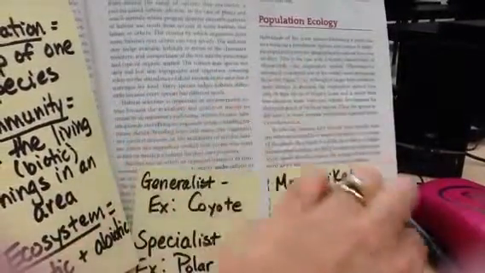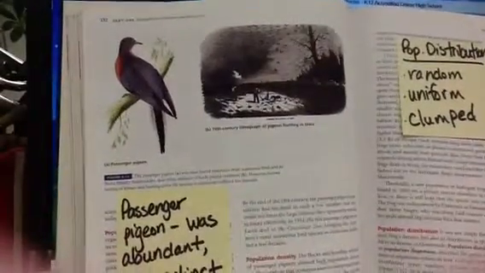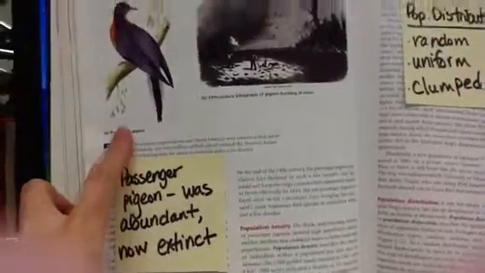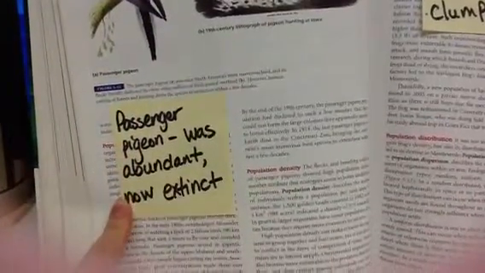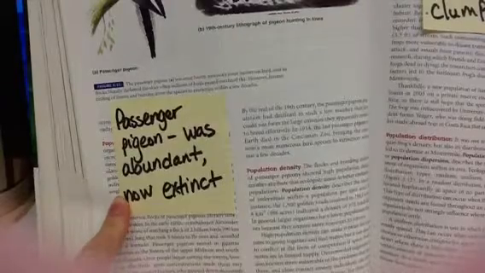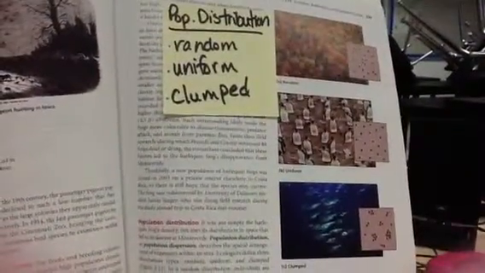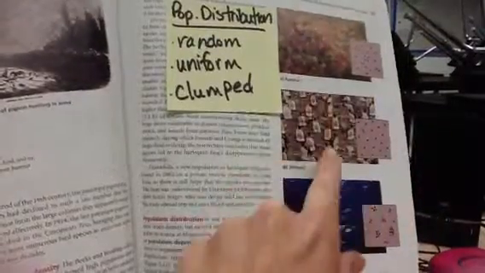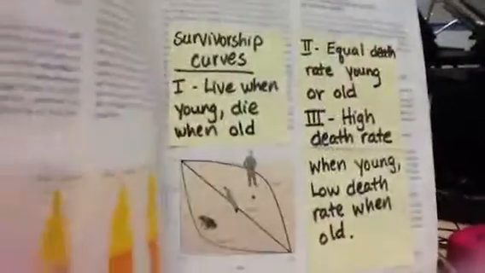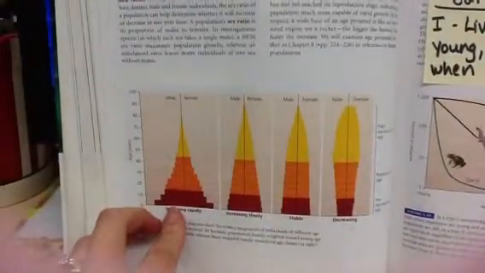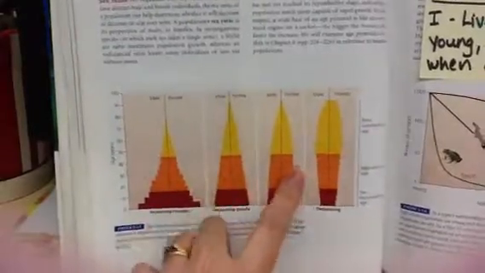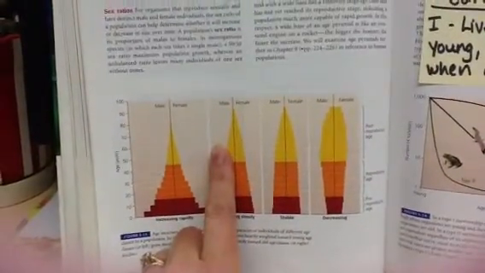Moving on to population ecology and turning the page. Page 132, if you have your book, shows a picture of the passenger pigeon. The passenger pigeon was once abundant, now it's extinct. So it's an example of a species that has declined. On page 133, make sure you know the different types of population distribution: random, uniform, and clumped. On page 134, we have some age population pyramids. You do not need to really know about these at this time. We'll review these more in chapter 8.